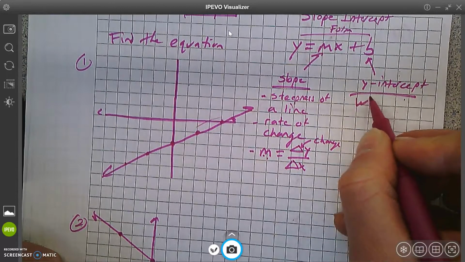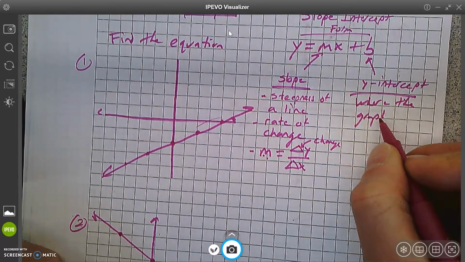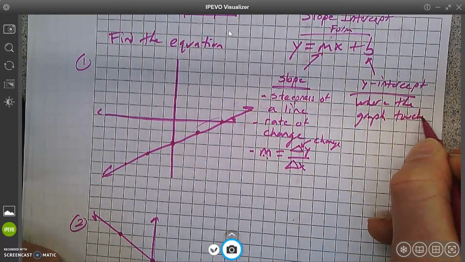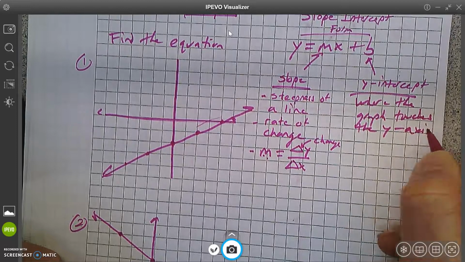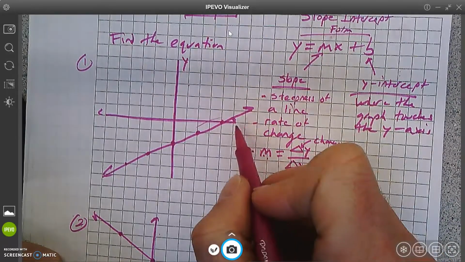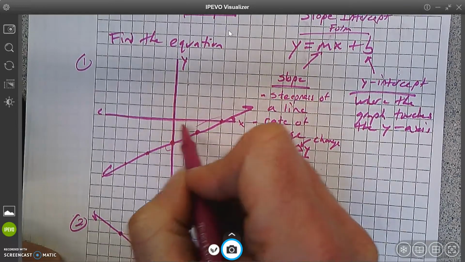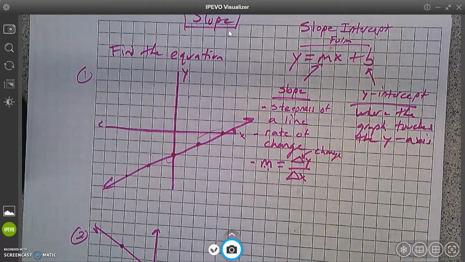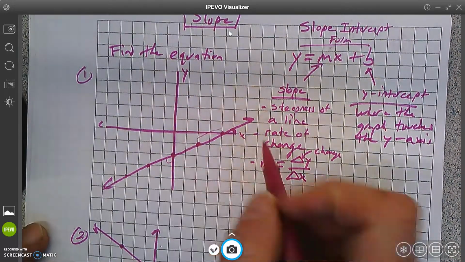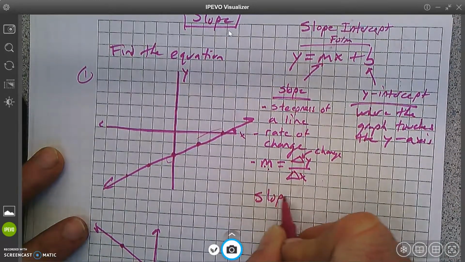The y-intercept is where the graph touches the y-axis. And this is the y-axis. This is the x going across. This is the y. And so where does it touch the y-axis? That's this part of the equation. Okay? So in order to figure this one out, first thing I have to figure out is the slope.